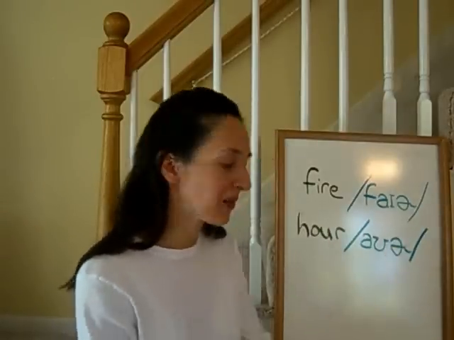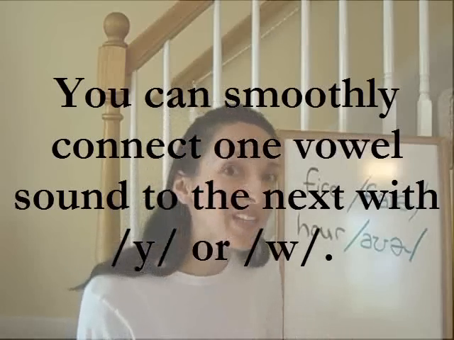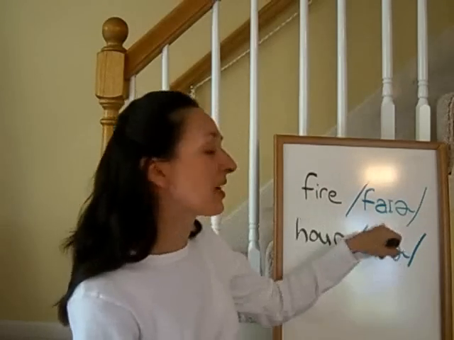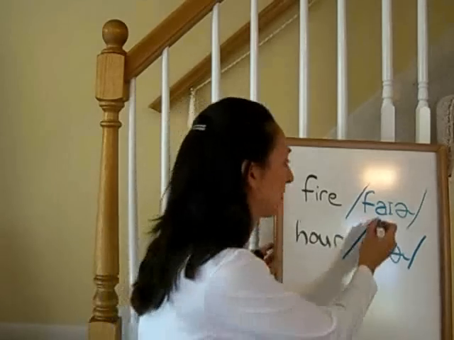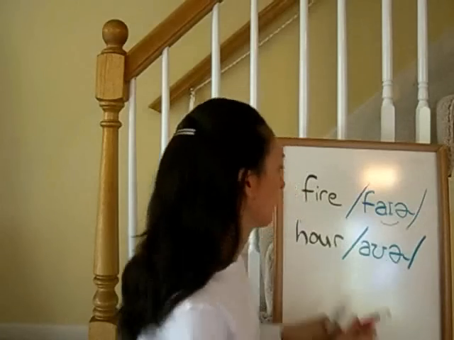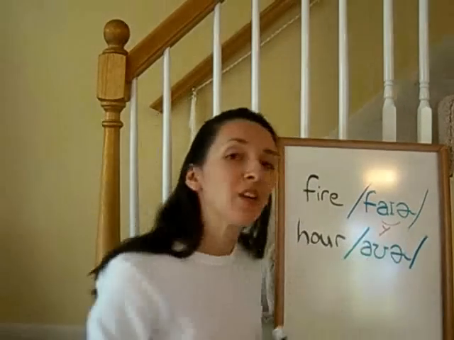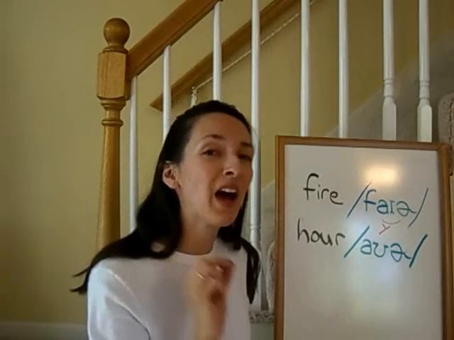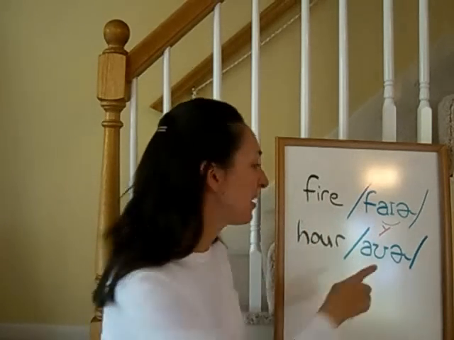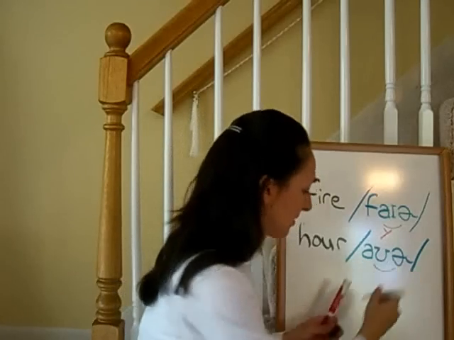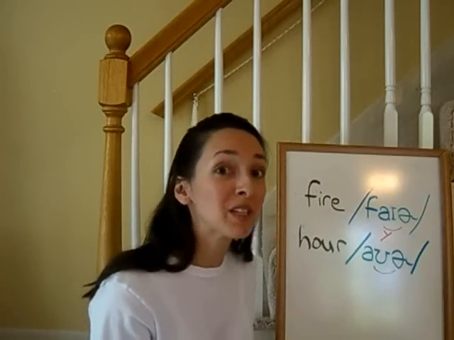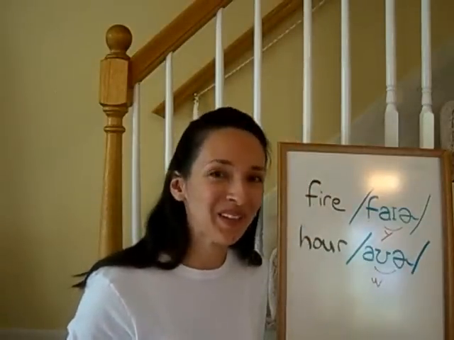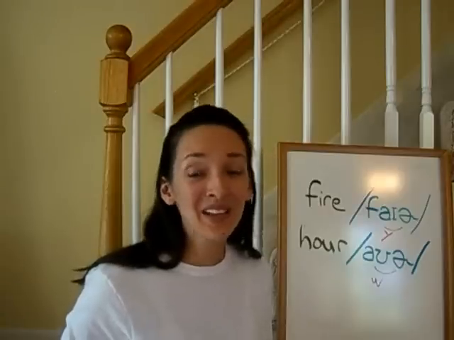And I'll tell you a little trick. Either you're going to have a Y sound or a W sound to help get that smooth connection. Here, fire, fire. If you listen closely, there is the Y sound that connects the two vowels. Fire, fire. Down here, the sounds connect with the help of the W sound. Hour, hour. Get it? Let's practice similar words.